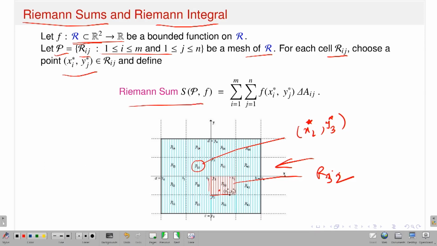What is that? The Riemann sum is nothing but what you do: you take the functional value at the point (x_i star, y_j star), that means the point you are taking from your cell R_ij, the evaluation of the function at that point, times the area of this rectangle R_ij, and then you sum it up, i from 1 up to n, j from 1 up to n.